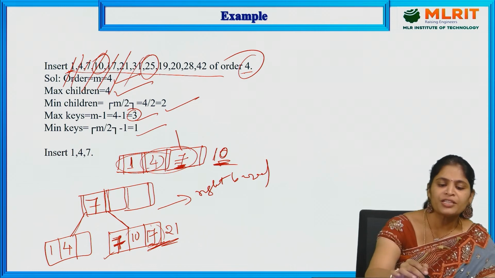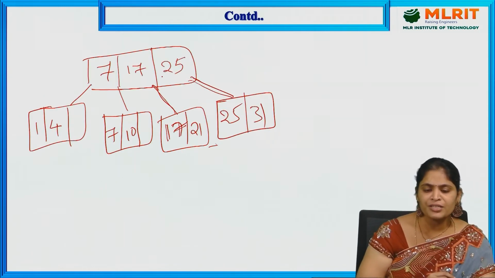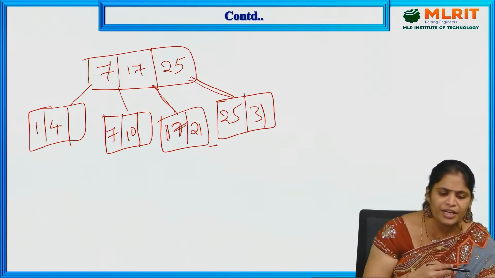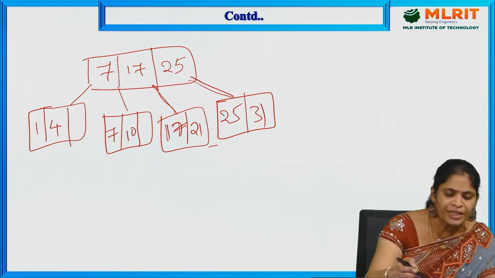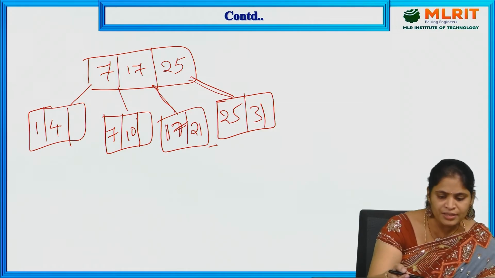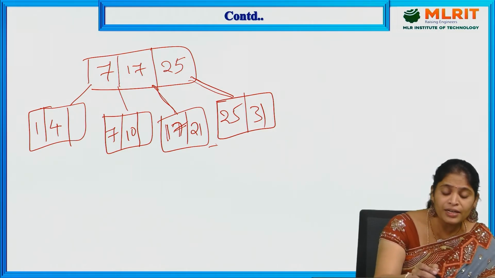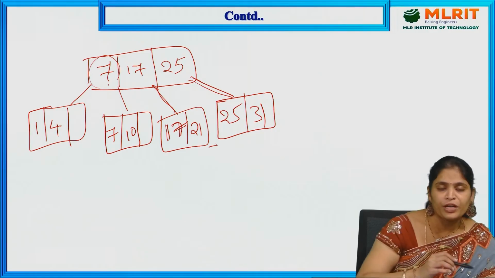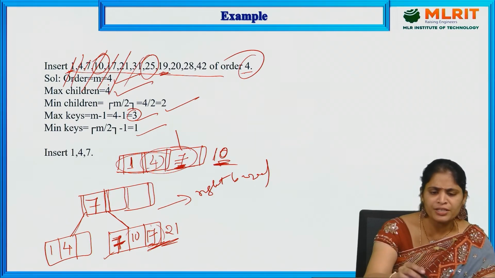Next, I need to insert 19. So where should I insert 19? Here, it is greater than 7. Yes, it is greater than 7. And let us check one by one, starting from the root node. What should I insert? 19.